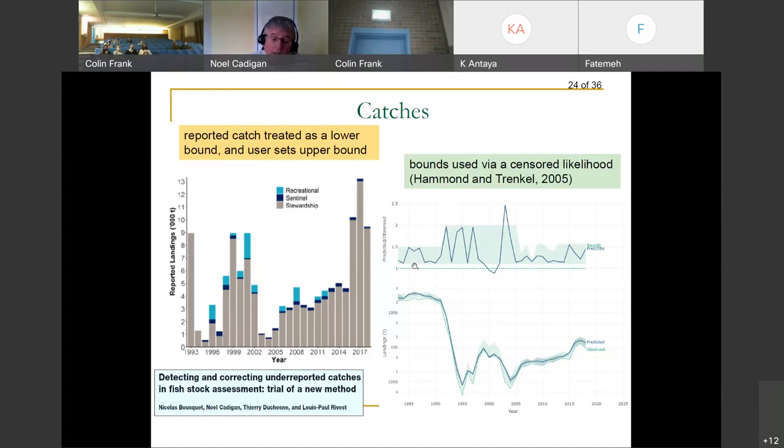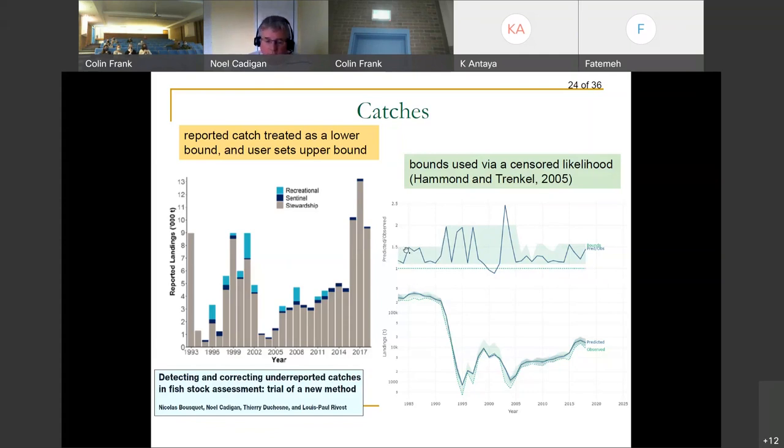The lower bound is actually 10% greater than the reported catch, and for the upper bound there are various multipliers of reported catch that were decided at a stock assessment meeting to be realistic. Historically, prior to essentially the collapse of the stock in '93, people felt the upper bound on catch would have been 50% greater than reported catch.